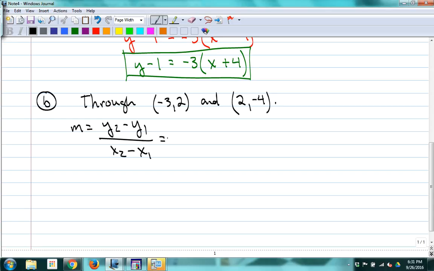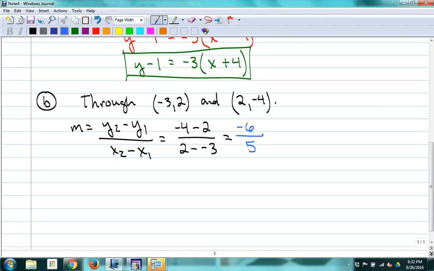So what goes on the top? -4 minus 2. On the bottom, 2 minus -3. Taking our y values, putting them up top and subtracting. Taking our x values in the same order and subtracting them. So -4 minus 2 would be -6. 2 minus -3 would be 5. We get -6/5 is the slope.